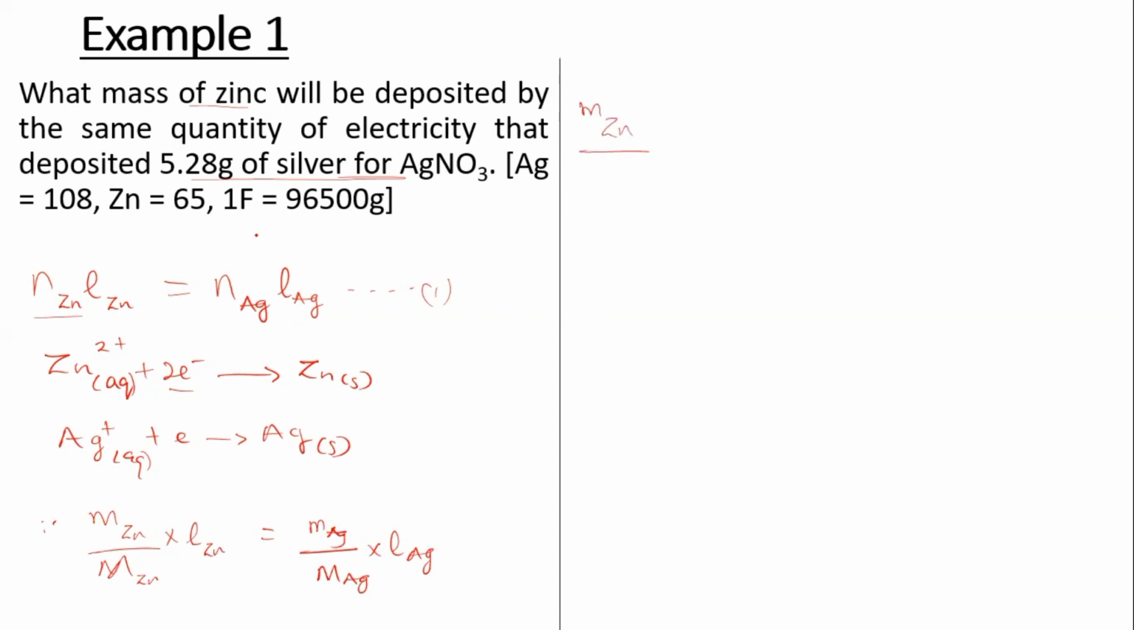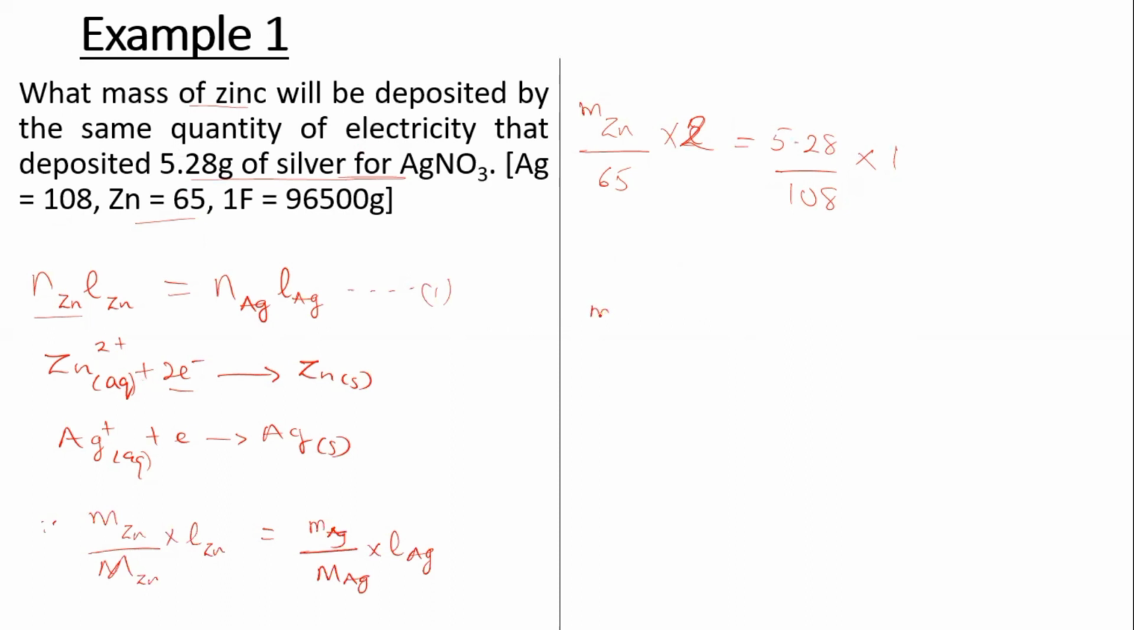The atomic mass of zinc is 65, and the electron passed is 2. Then the mass of silver, which is 5.28, all over 1 divided by 108, that's the atomic mass. Then the electron passed is 1, because the charge is 1. All right, so therefore we make the mass of zinc the subject.